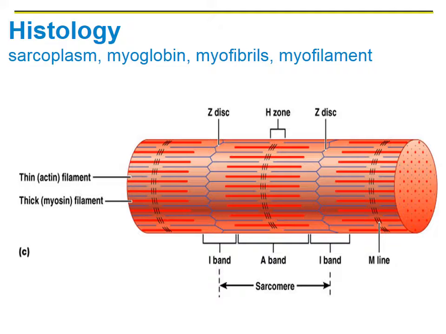The H zone, in the middle of the sarcomere where we see thick filament but no thin filament. The I band, the edges of sarcomeres where we see thin filament. And the A band, the middle of the sarcomere where we see the entire thick filament.